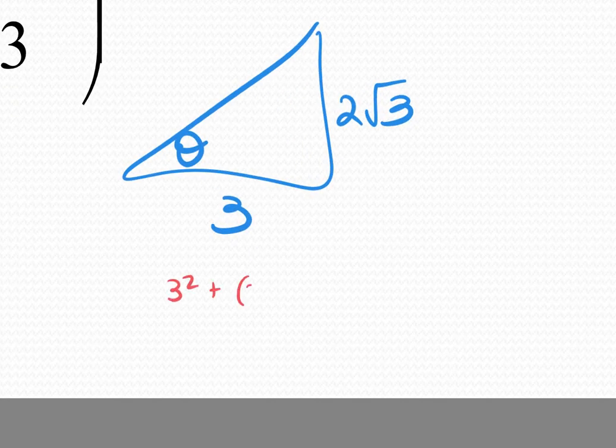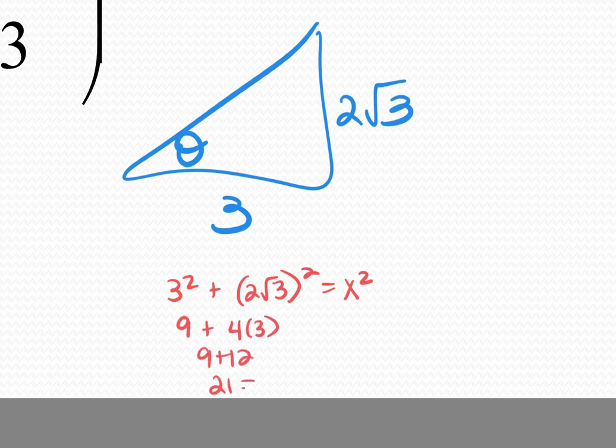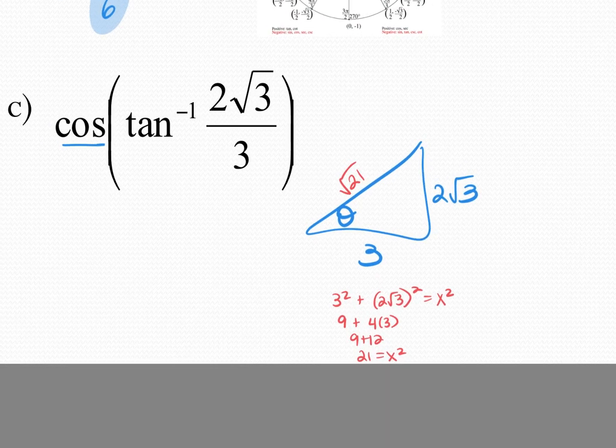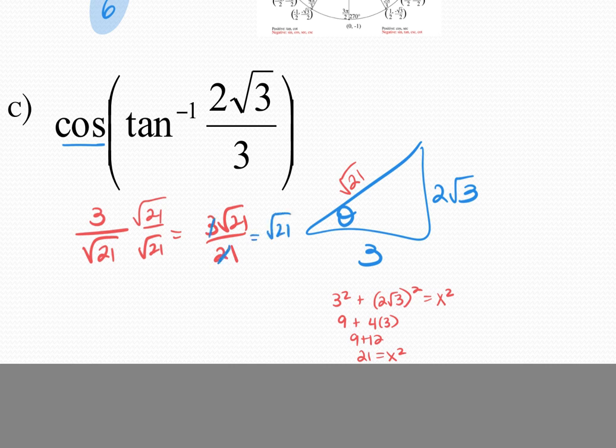Pythagorean theorem, 3 squared plus 2 root 3 squared equals my radius squared or my x squared, whatever variable you want to call it. 9 plus 4 times 3, 9 plus 12, 21. So x would equal the square root of 21. And then my cosine would be 3 over square root 21. And we rationalize. And I get 3 root 21 over 21. And we simplify. Square root 21 over 7. So if they are not unit circle angles, you set up a right triangle, or unit circle values. Now the only other thing I would have said is if this could have been a unit circle value that was rationalized, so you could flip it to check it, but honestly I would just set up your triangle.